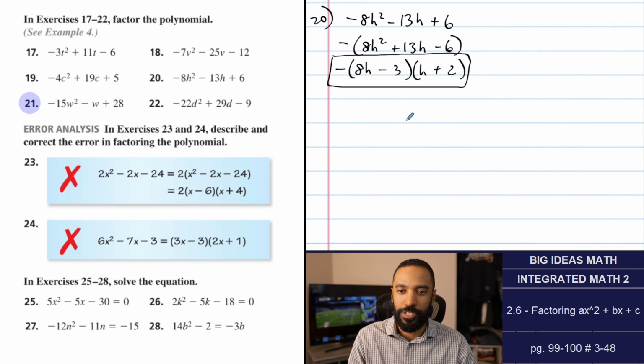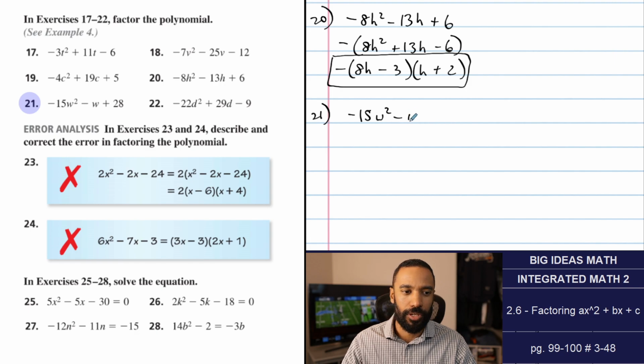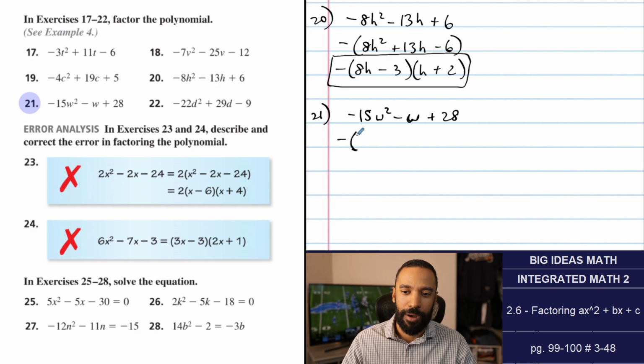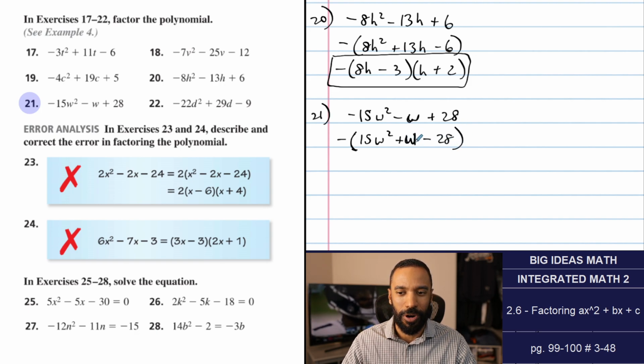I have negative 15w squared minus w plus 28. Negative 1 GCF. And we have positive 15w squared plus 1w minus 28. See, when I speak to you guys, I mess up more because I'm saying plus 1.